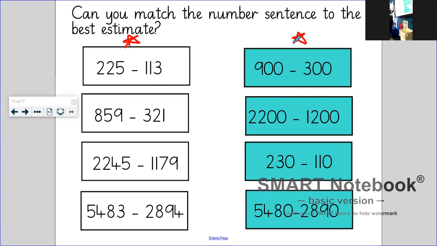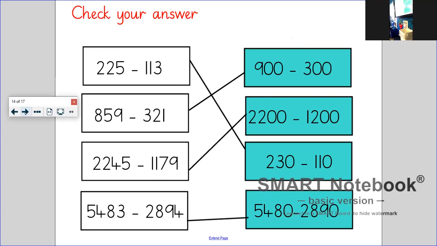Okay, welcome back. Let's check our answers. Here we go. So we had 225 take away 113 was 230 take away 110. We had it over here, 900 take away 300. You guys can mark that by yourselves. You don't need me to continue. You all have eyes and you can all see what it says. Perfect. Good.